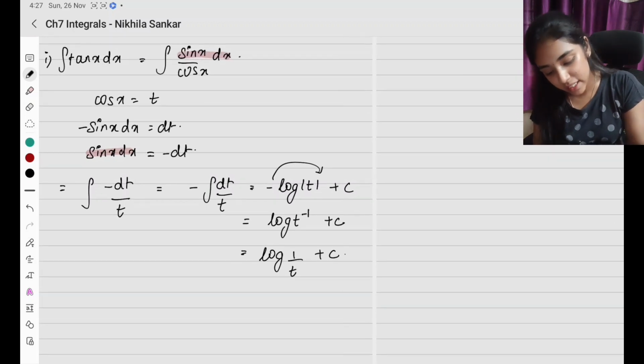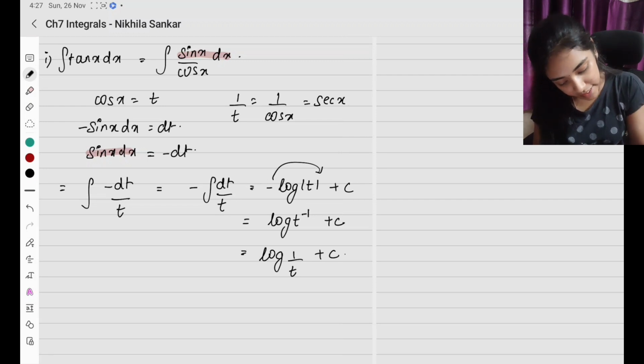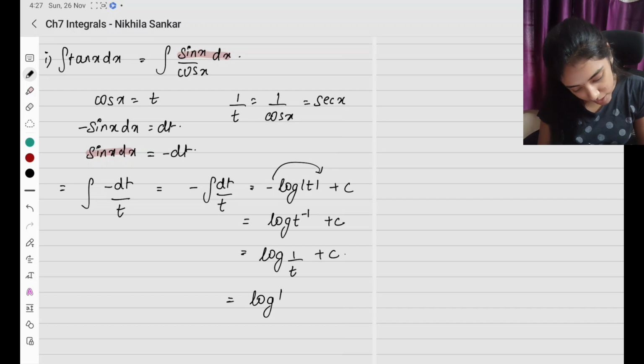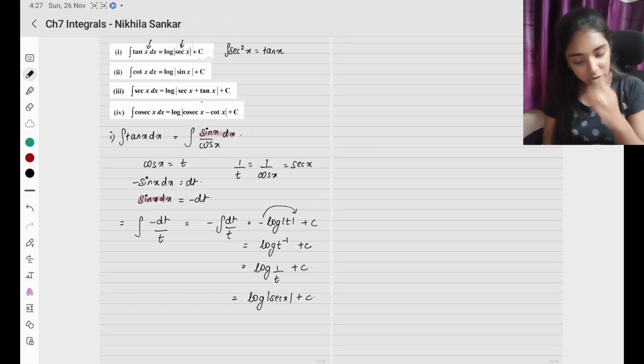But what is 1 by t? t is going to be cos x now. 1 by t equals 1 by cos x, which is going to be secant x. So how can I write this? It can be log mod secant x plus c. Simple. Did you understand how the derivation came?